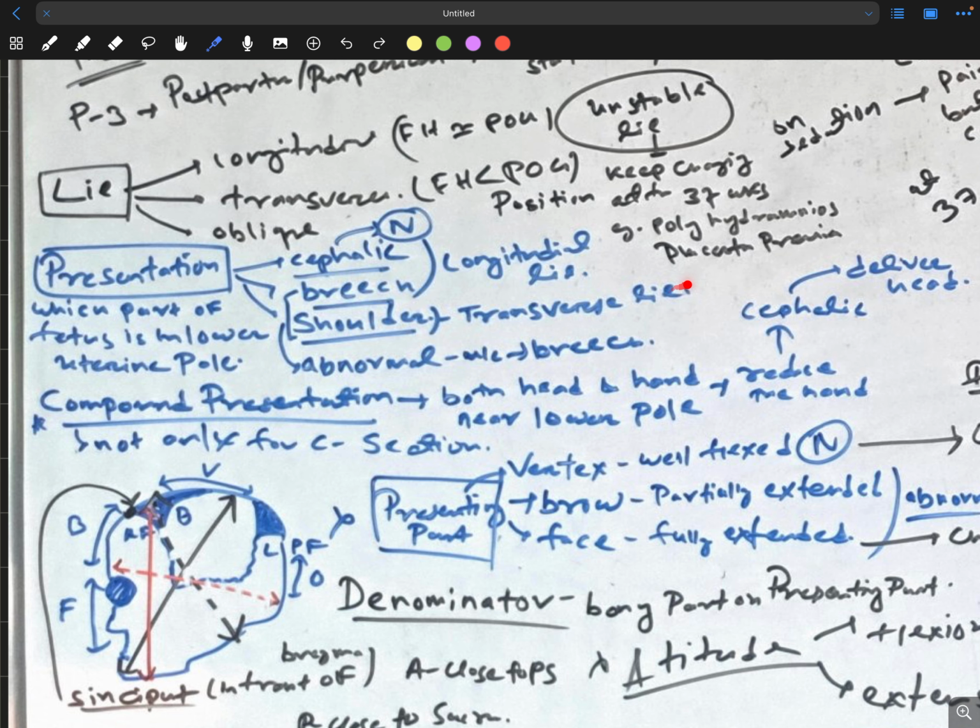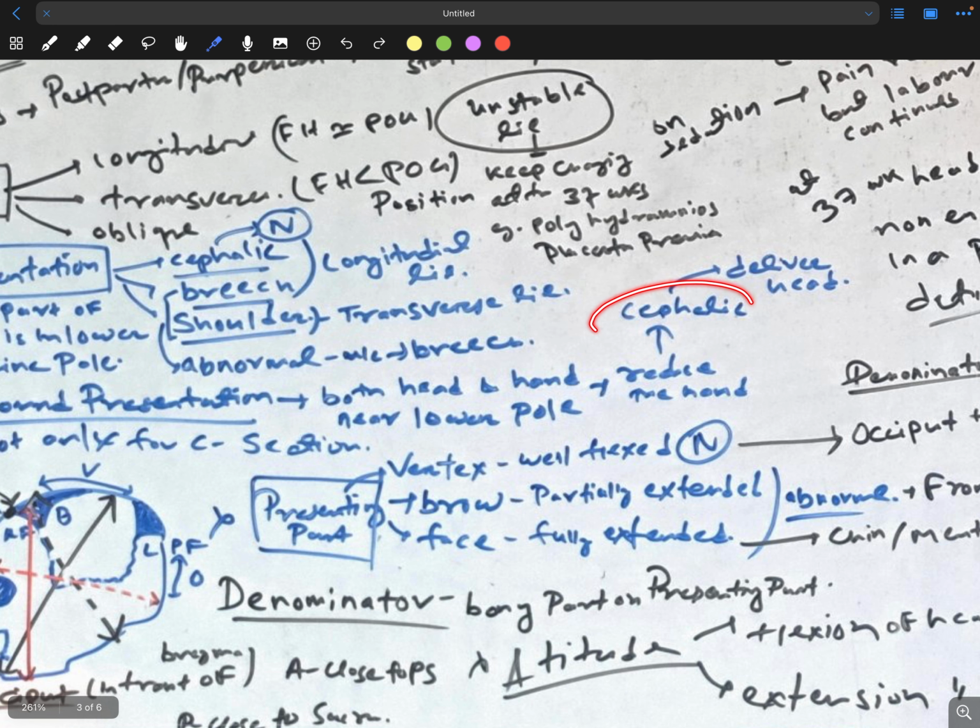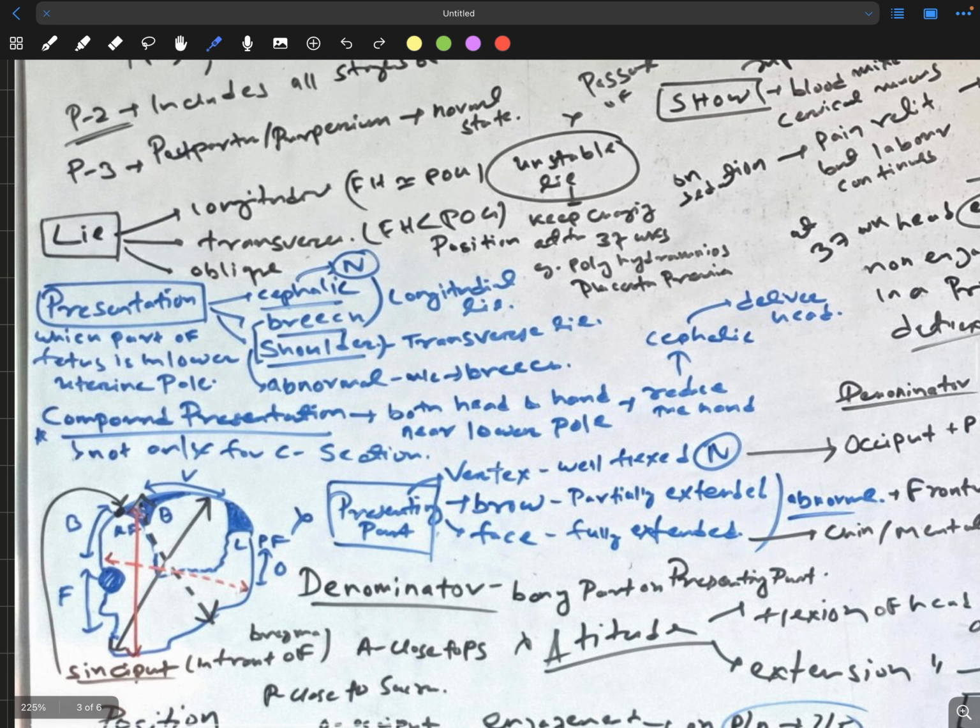In shoulder presentation, we see the transverse lie. So another thing we have is compound presentation. Compound presentation means both the head and the hand of the baby are presenting. This is not an indication for cesarean section. Here we have written, compound presentation, both head and hand of the baby are present near the lower pole. So what we have to do, reduce the hand, and now it is cephalic, deliver the head. So compound presentation is not an indication for C-section, remember it.